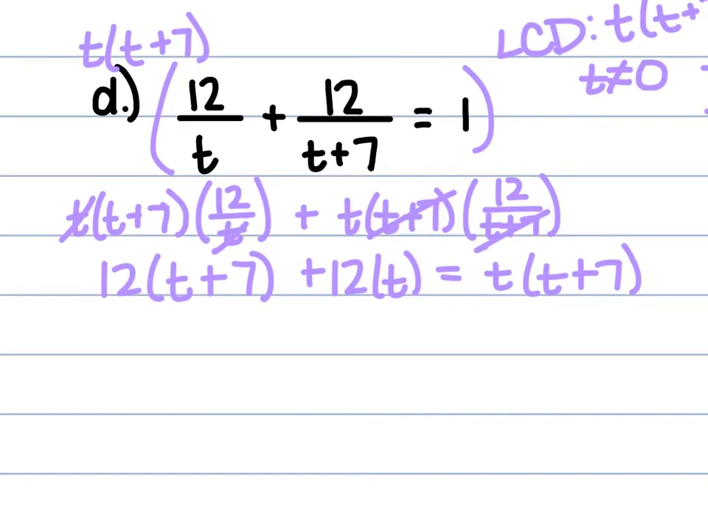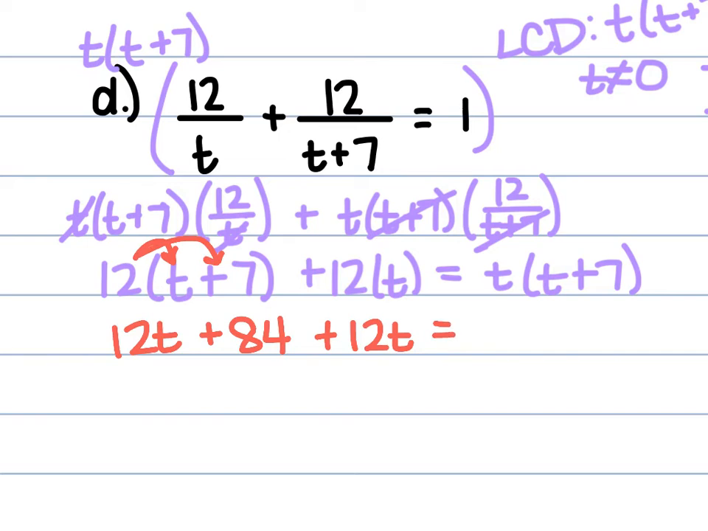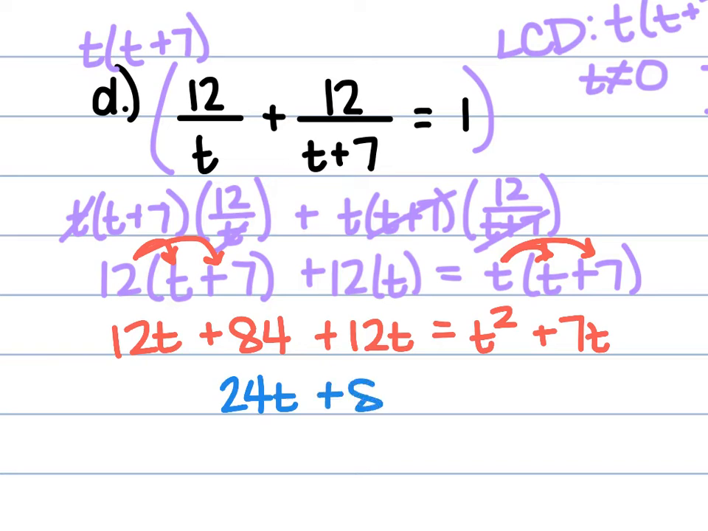So we are going to multiply here or distribute. 12 times t is 12t. And then we have that 12 times 7, which is 84. 12 times t is 12t. And then we have t times t, which is t squared. And t times 7 is 7t. So we are going to get everything on the same side with that t squared. Once we combine like terms on the left side, the 12t plus 12t is 24t plus 84 is equal to t squared plus 7t.